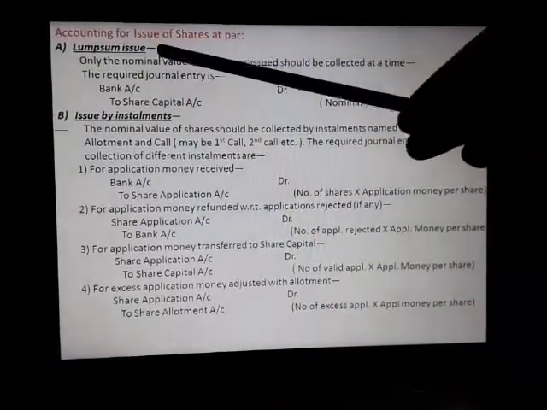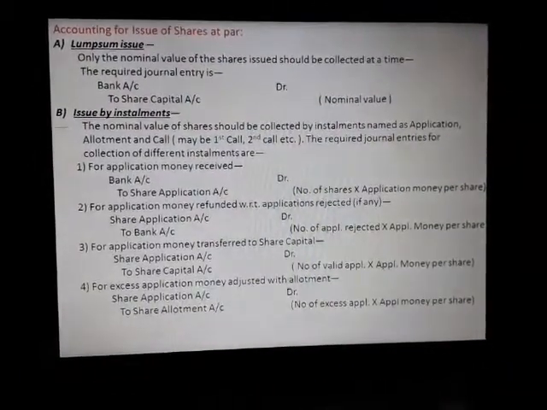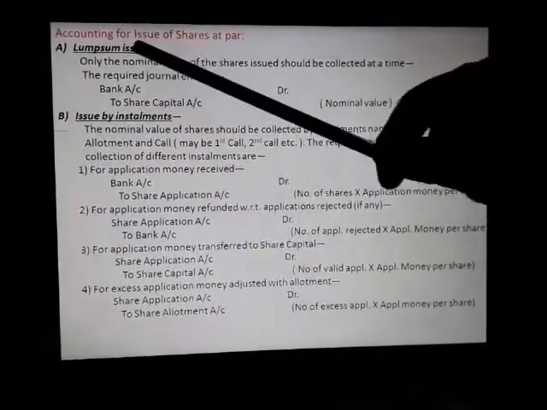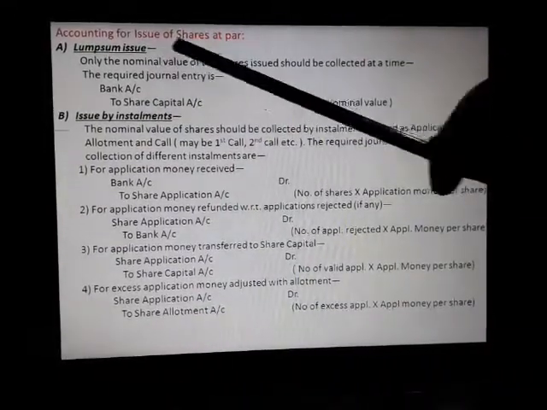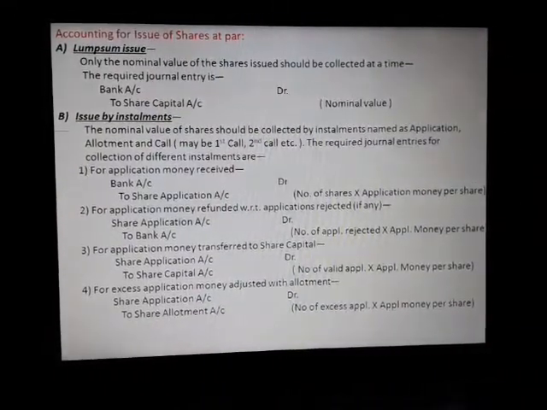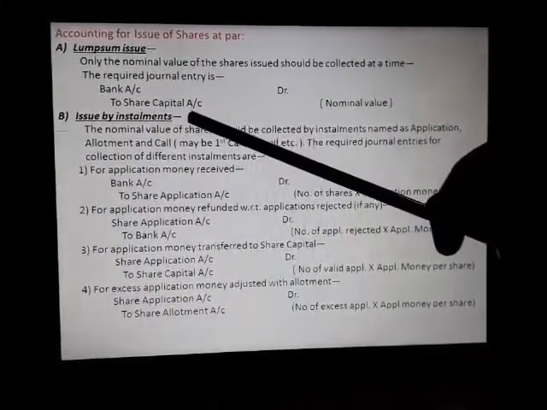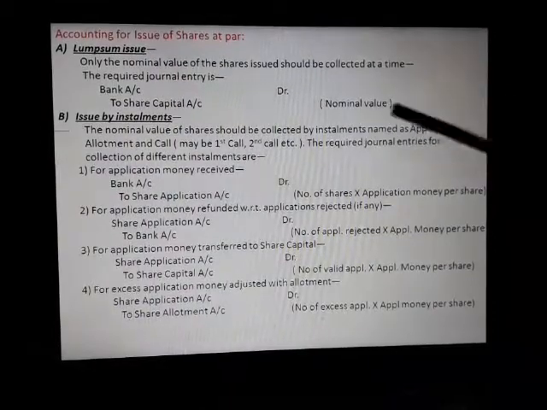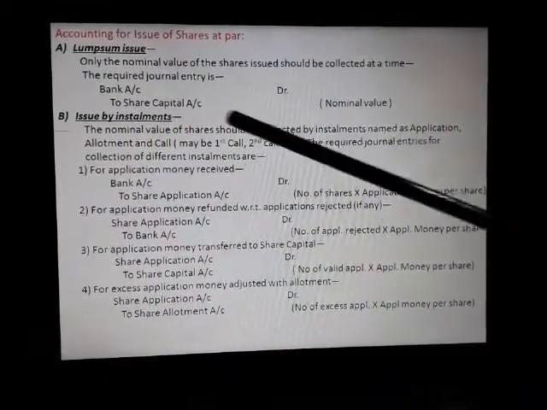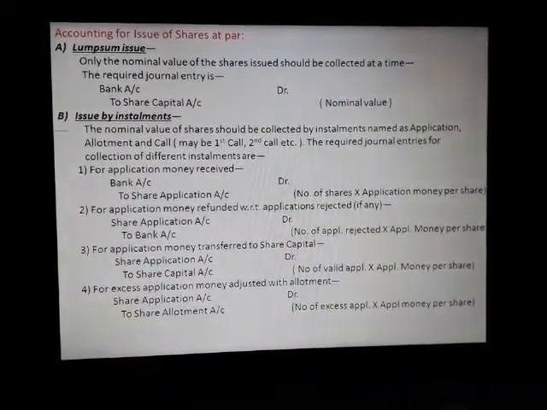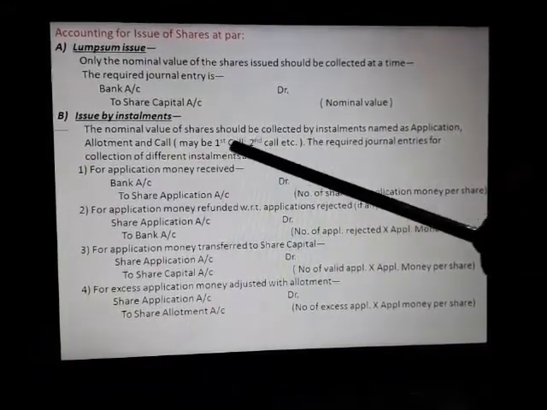Now, accounting for issue of shares at par. Now, if it is a lump sum issue, only the nominal value of shares issued should be collected at a time. The required journal entry is bank account debit to share capital, the total amount of nominal value. If it is issued by installment, the installment may be termed as application, allotment, call, maybe first call, second call, etc.